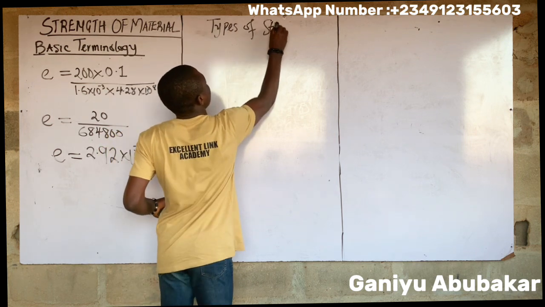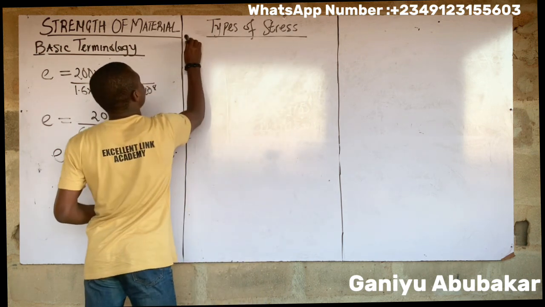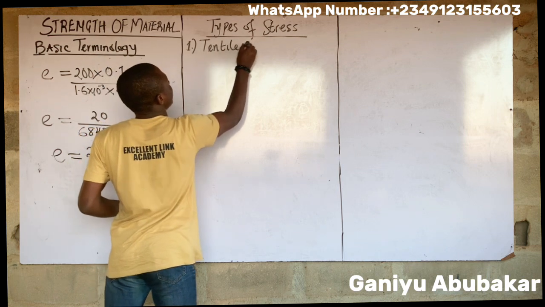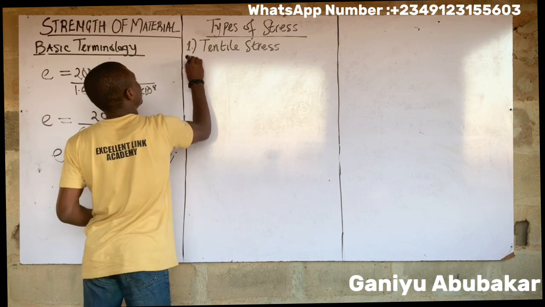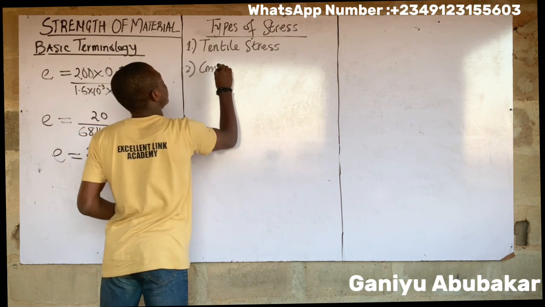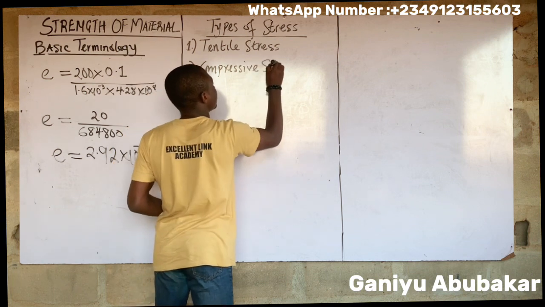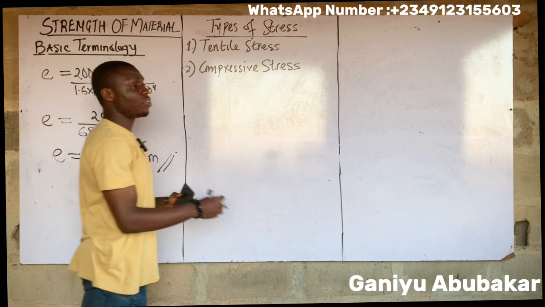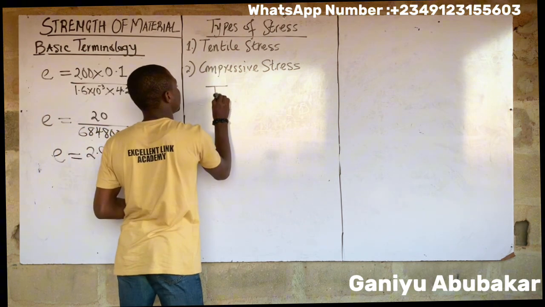We said there are two types of stress. Number one, we have the tensile stress. Number two, we have the compressive stress. So these are the two types of stress we have. Let's start with the first one, called the tensile stress.